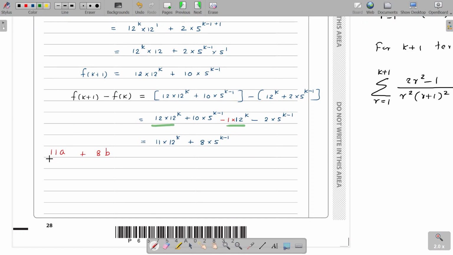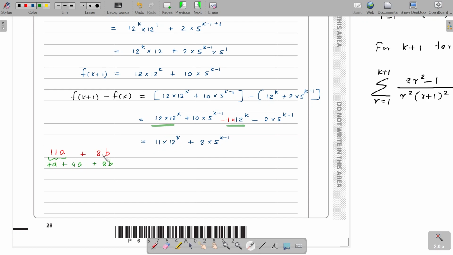7a and 4a. Is that okay? 11a I'll break it up as 7a plus 4a, and then you have the plus 8b. Are you with me? I'm trying to break this up. So then following this format, shall we write it here? How does it work then?